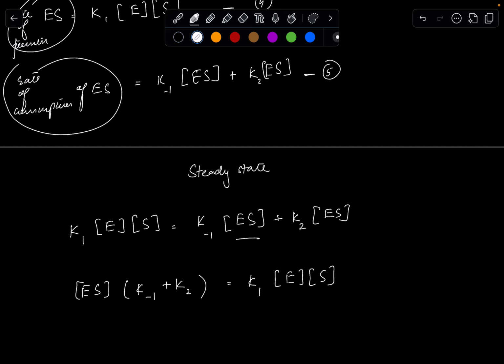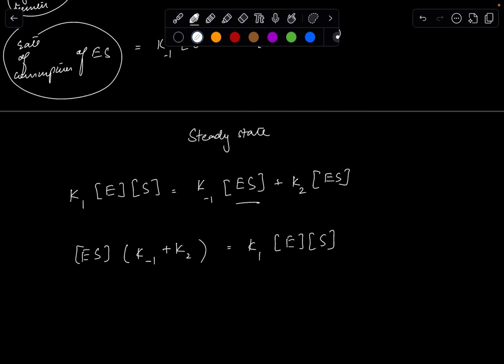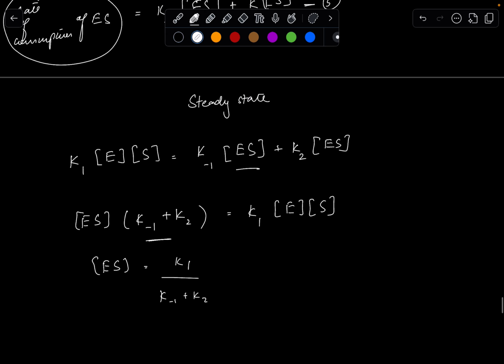And so what I can do now is take this value that I have and take it to the other side. So I have ES equals K1 over K negative 1 plus K2. So this is just the constant term, right? This is the constant term, times E times S.